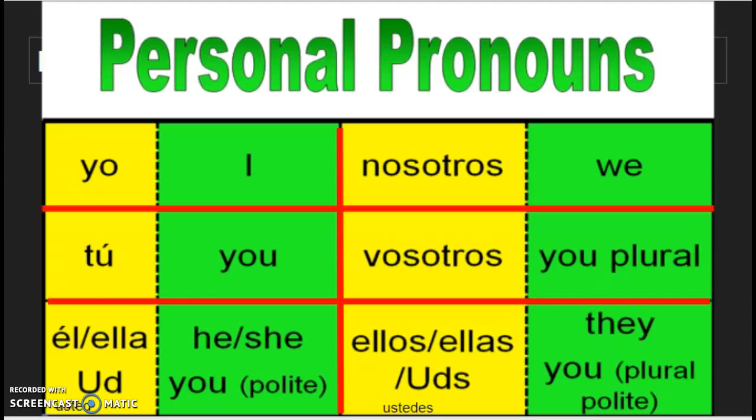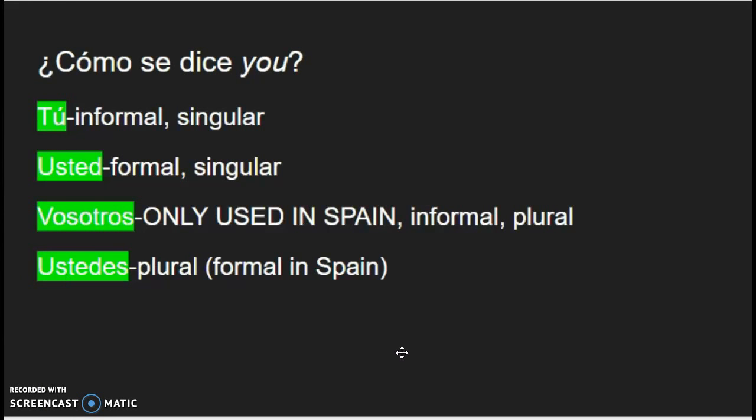So one question you might be having right about now is, there are so many different words for you in Spanish. We have you as in tú, we have you as in usted, we have you plural, which is vosotros, and then we have you plural polite, which is ustedes. I've broken down here what the difference is between all these different ways to say you, since in English we only have one way.